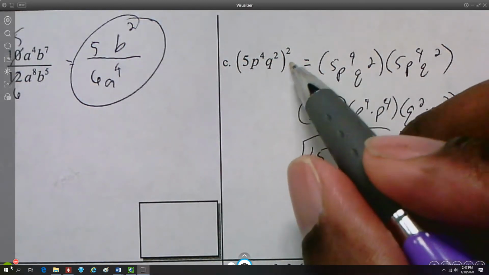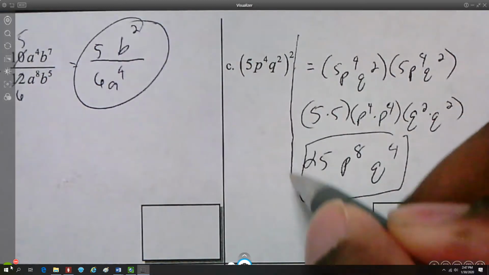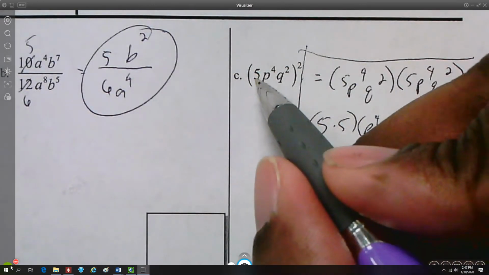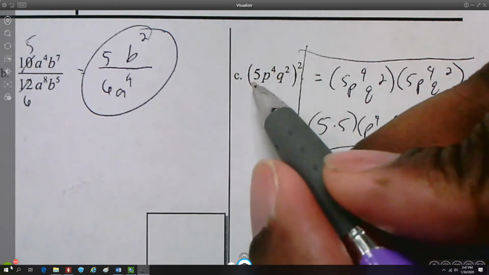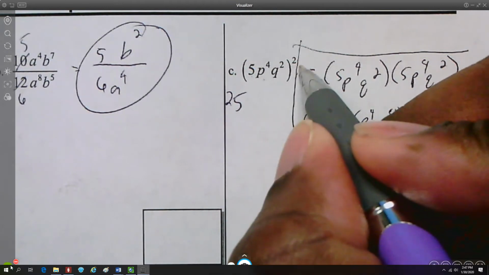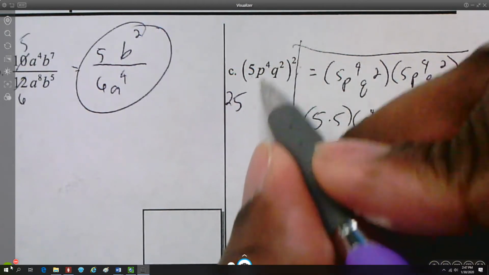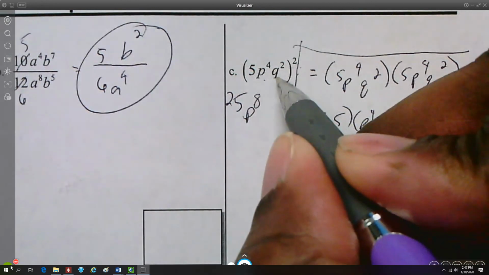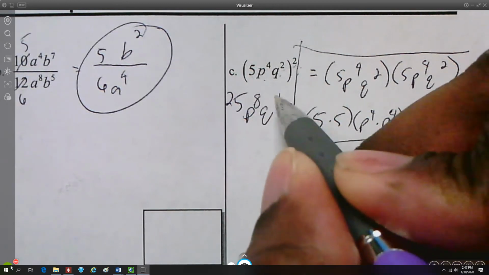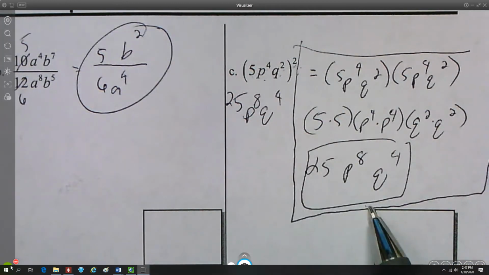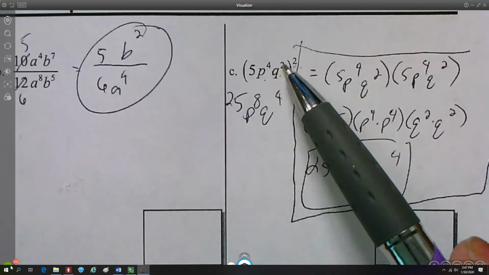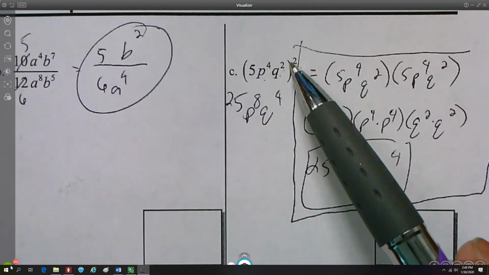You could have done it this way too though. That's the way you can do it expanded, and that is the right answer for it. Or you could simply square each one of these numbers. 5 squared is 25. P to the 4th to the 2nd, we decided we should multiply these exponents. So that means p to the 8th. Q to the 2nd to the 2nd, you multiply those, you get q to the 4th. It's the same answer we had here, except you have fewer steps by just knowing the property of squaring each one of those numbers, which means you multiply the exponents and just square the number.